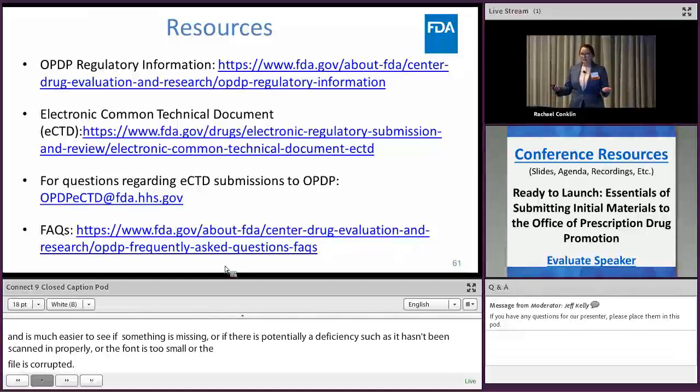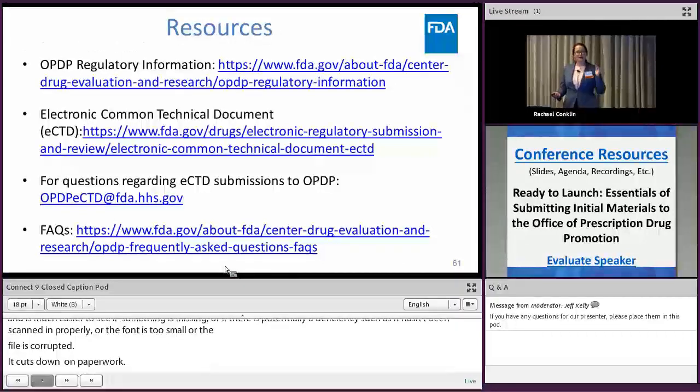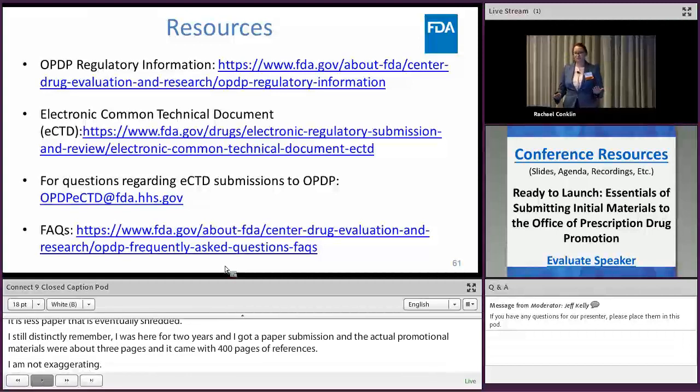So I still distinctly remember I was here for maybe 2 years, and I got a paper submission, and the actual promotional materials were about 3 pages, and it came with 400 pages of references. Yeah, I'm not exaggerating. I was really scared when I got it, because I was like, oh my God, what are they sending in? I'm gonna have to review all this. And it was just references. And then all of that went into the shredder.